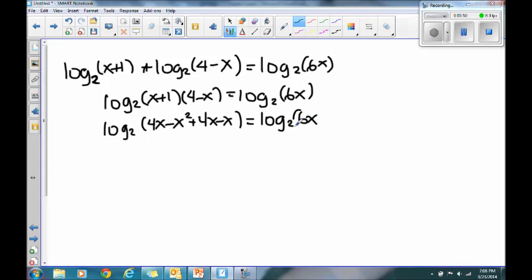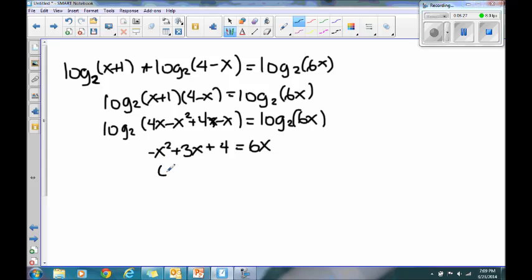And then we're back to knowing that log of this can equal log of that if and only if this equals that. Meaning I can set the stuff in parentheses equal. Negative x squared plus 3x plus 4 equals 6x. So we can say if log of this equals log of that, then this has to equal that. From here we can solve for x.